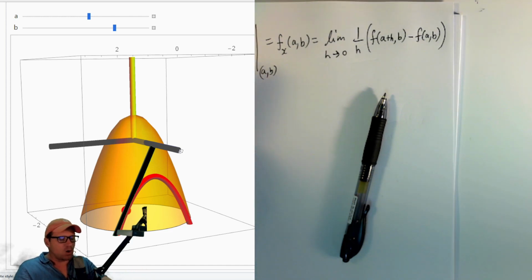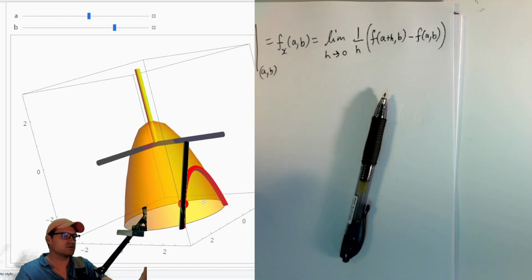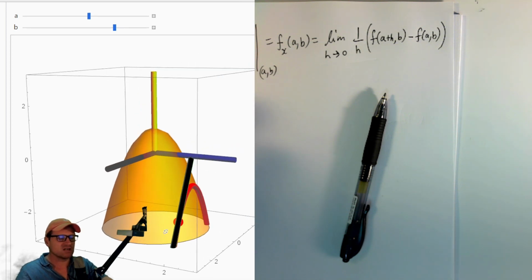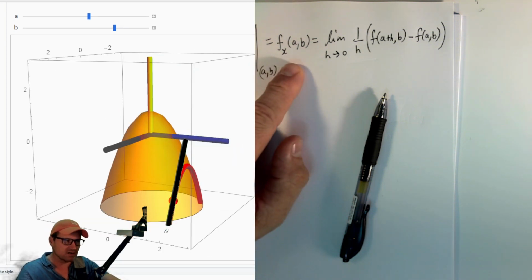All right, so when we're calculating the partial derivative of f with respect to x, you can see that this red curve here is a cross section that is parallel to the x-axis. All right, if I rotate that, you'll see that it's parallel to the x-axis. So when I'm calculating the slope of a tangent, which is that partial derivative with respect to x, I'm calculating the slope of a tangent along that cross section that is parallel to the x-axis.